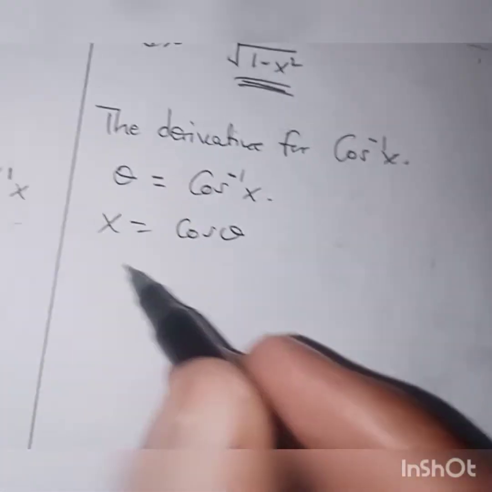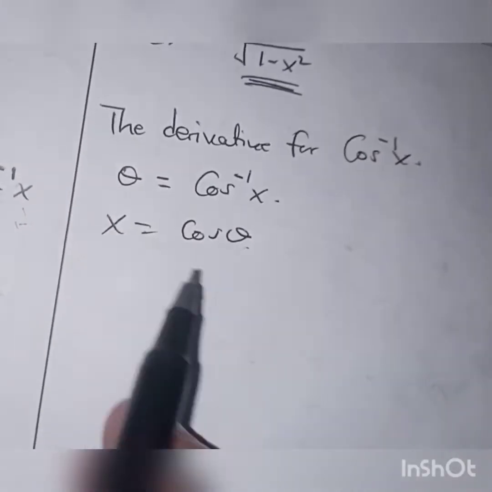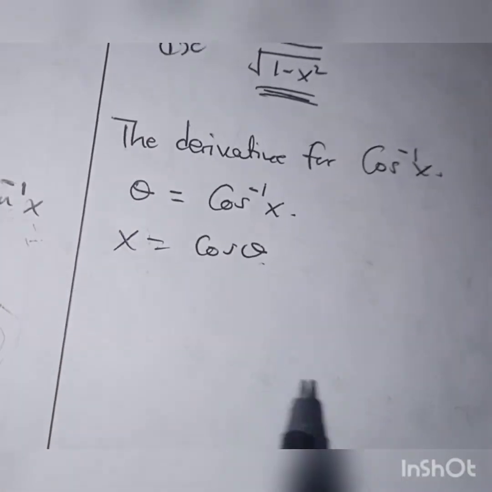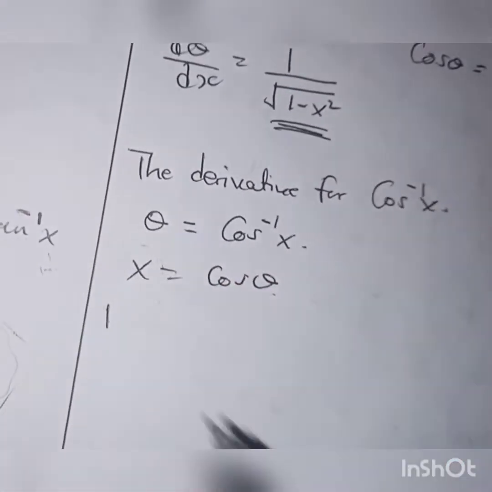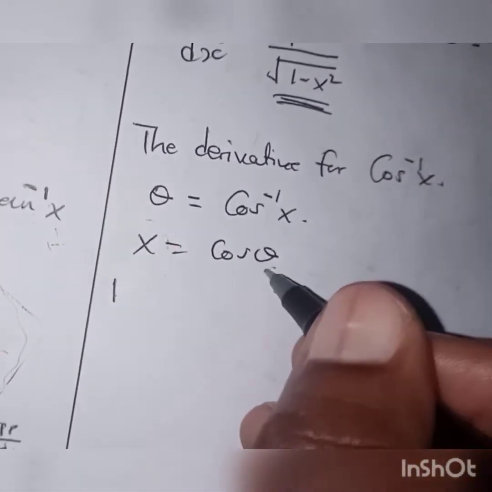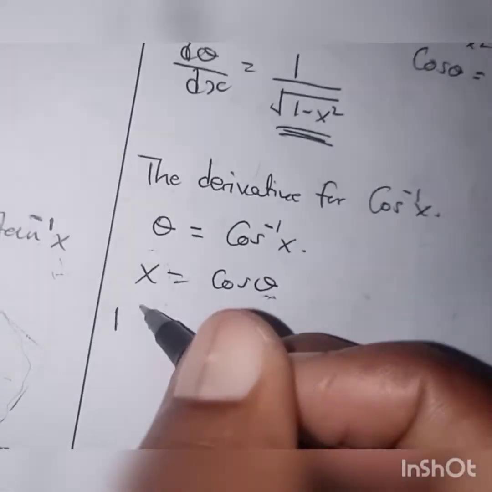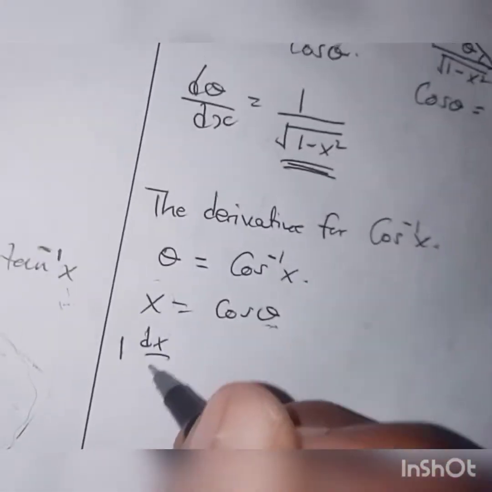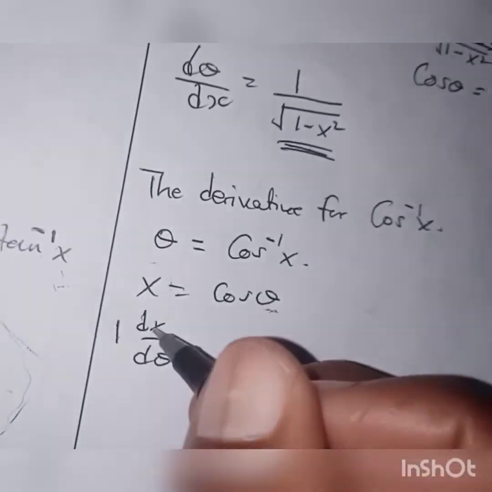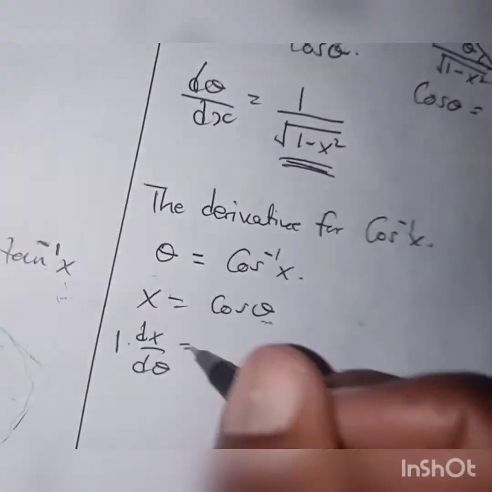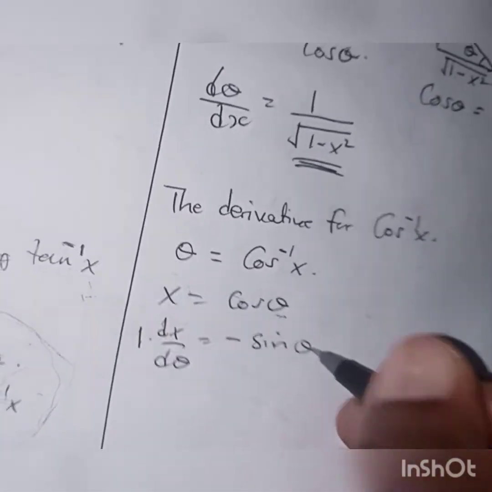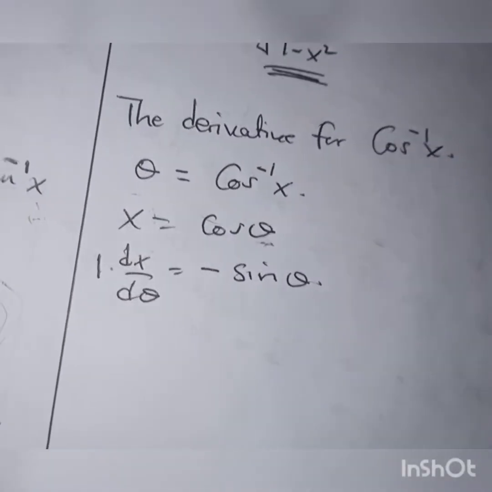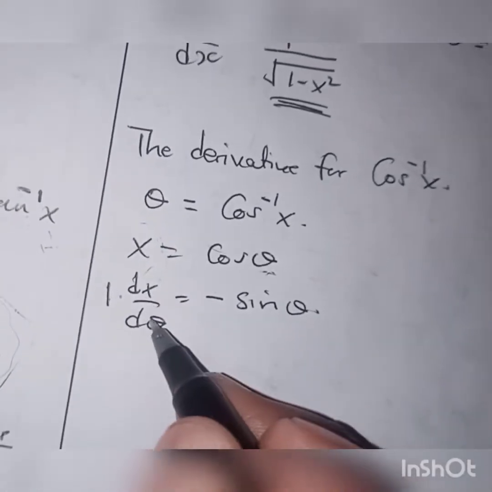This is mathematically correct. Now let's differentiate this function in terms of theta. So differentiating x in terms of theta, now when you differentiate x here, we just say the derivative of x is 1. Then since you are differentiating in terms of theta, it will be dx/d theta. Therefore, the derivative of cos theta will be just minus sine theta.